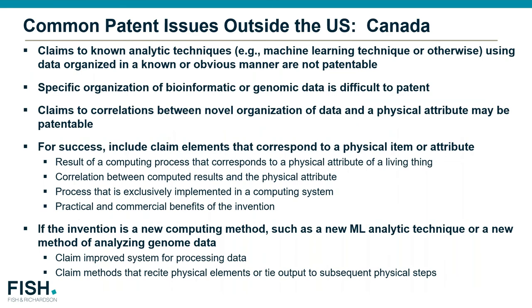We got comments from Canada by Bereskin and Parr. Their claims to known analytic techniques, such as machine learning or otherwise, using data organized in a known or obvious manner, not patentable, not surprisingly. Specific organization of data in and of itself is also very difficult to overcome these problems. Claims to correlations between some sort of novel organization of data and a physical attribute, on the other hand, may be patentable. So their tips for success are that the claim should include elements that correspond to a physical item or attribute. So, for example, result of a computing process that corresponds to a physical attribute of a living thing, correlation between computed results and a physical attribute, process that is exclusively implemented in a computing system, practical and commercial benefits, etc. Next slide, please.